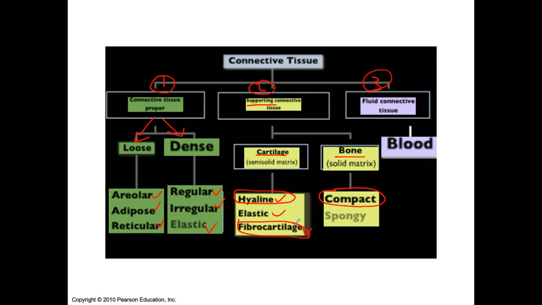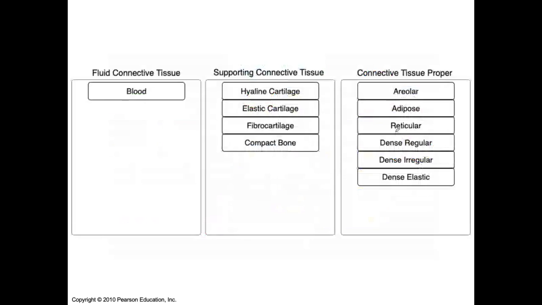Fibrocartilage was the IVD, the intervertebral discs, the menisci, as well as the pubic symphysis. Hyaline cartilage, we'll talk about in a second, and remember, elastic was more flexible. The third type was blood, red blood cells and white blood cells, or erythrocytes and leukocytes. So the fluid connective tissue, if this was drag and drop, we would drop blood under fluid connective tissue. Hyaline cartilage, elastic cartilage, fibrocartilage, and compact bone, we would drag and drop under supporting.